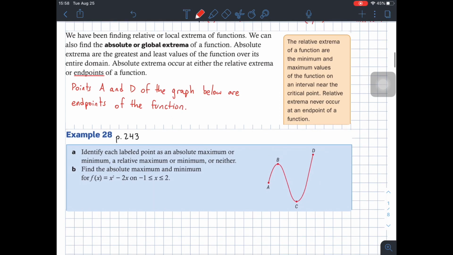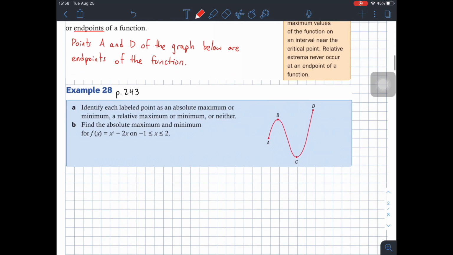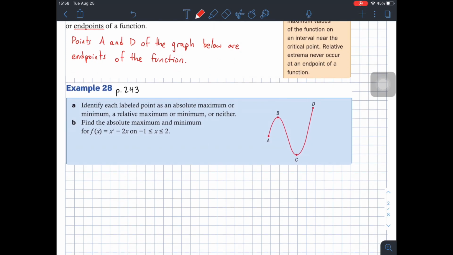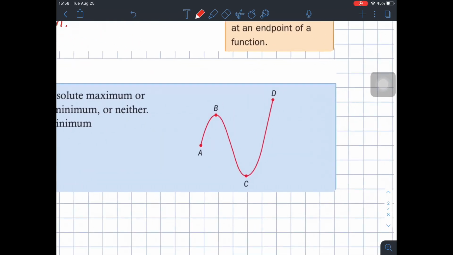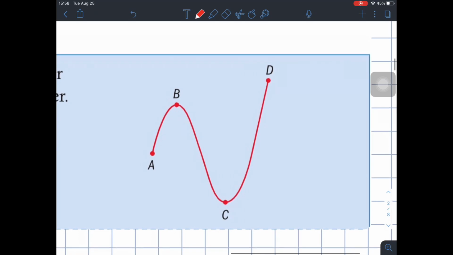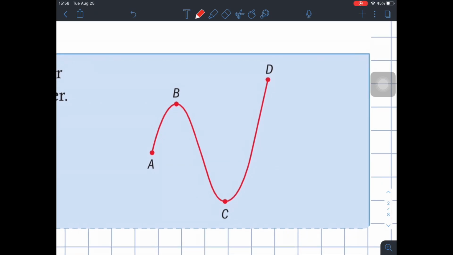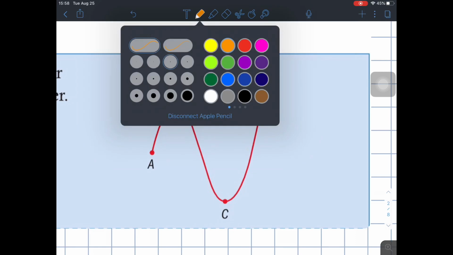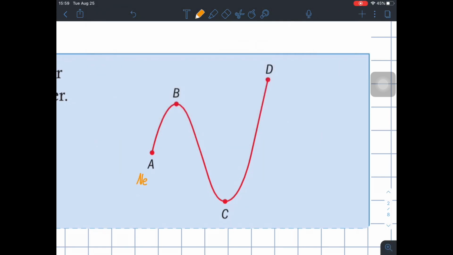Okay. So, for example, 28, it says the following. Identify each labeled point as an absolute maximum or minimum, a relative maximum or minimum, or neither. Okay? So let me zoom here at this graph. This is what we have discussed in the previous live session. If we were to identify what each of the points represent, we can, for example, say that point A is neither, right? It's neither a maximum nor a minimum, because it's a point that is sitting in the middle of this graph. Okay, so we say that point A is neither, right?